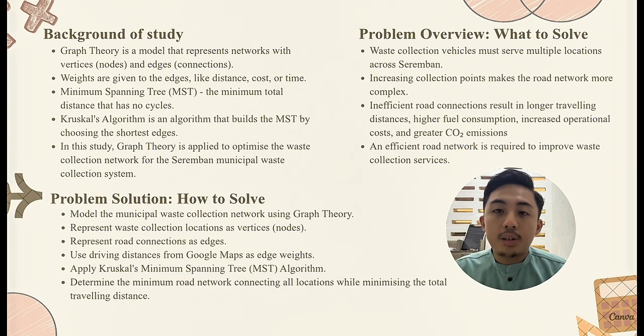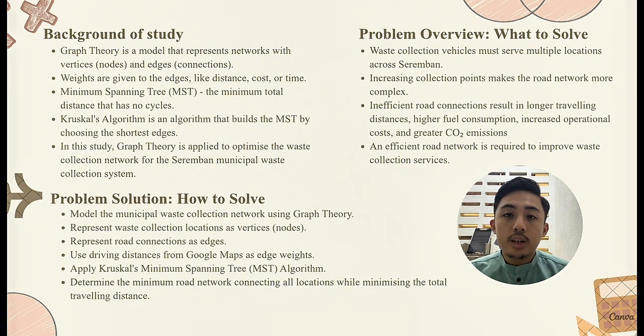Graph theory is a branch of mathematics that is used to model and analyze networks. It represents locations as vertices, connections as edges, and assigns weights such as distance or cost to each edge. This allows optimization techniques to identify the most efficient network structure. In this study, we apply graph theory and Kruskal's minimum spanning tree algorithm to optimize the municipal waste collection network in Seremban by finding the minimum road network that connects all selected locations efficiently.